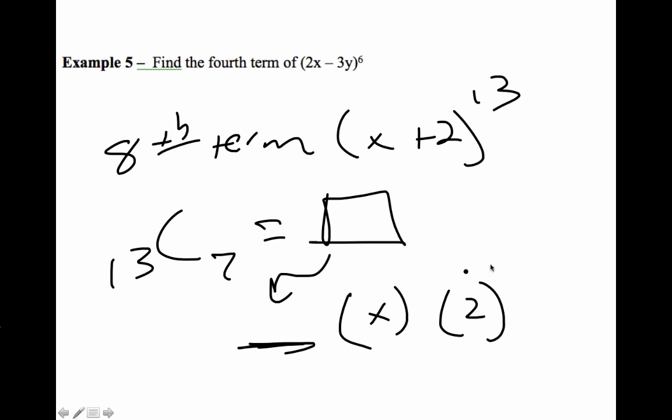And then you know you're going to have x to the, and 2 to the, well, this is going to be 7. This will end up being 6, because it'll be 13, 12, 11, 10, 9, 8, 7, 6. And they're going to add up to 13 all the time. And this value here will always come from that second one. So you can find the coefficient by using that NCR key on your calculator.